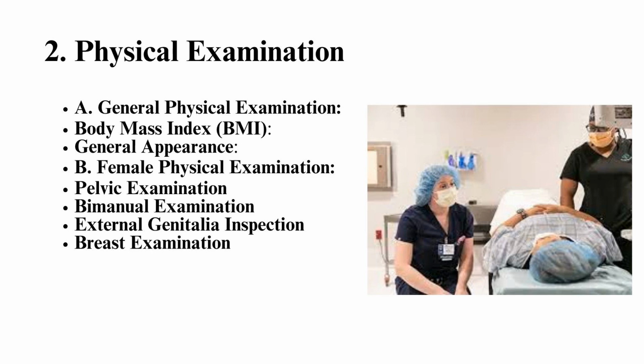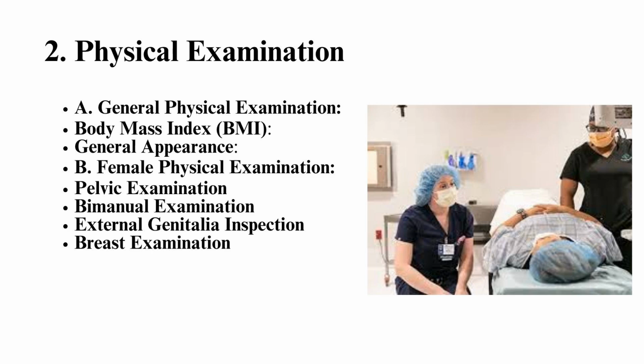2. Physical examination. A comprehensive physical exam helps identify potential physical causes of infertility. A. General physical examination, body mass index, BMI: obesity or underweight conditions can interfere with hormone regulation and fertility. A thorough examination of the patient's weight and general health should be performed. General appearance: look for any signs of systemic illness that may indicate a chronic condition that could affect fertility.